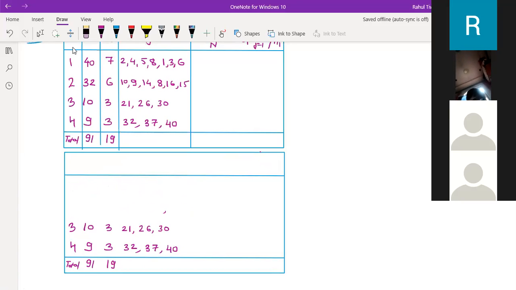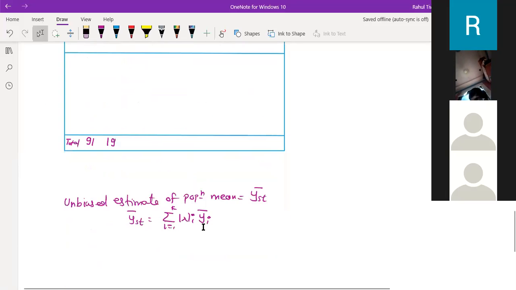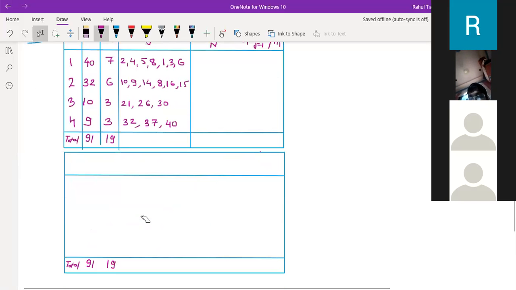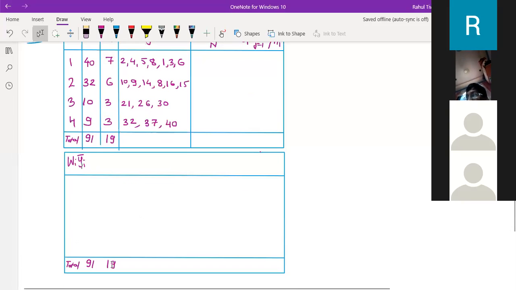So what is the next step now? So now you have wi. What is your formula? wi into y bar i. So you need to create one more entry now, wi y bar i. So just multiply these two, column number 1 into column number 2. Okay. And you will get all those values. Once you do the total, you may get the answer for the same.